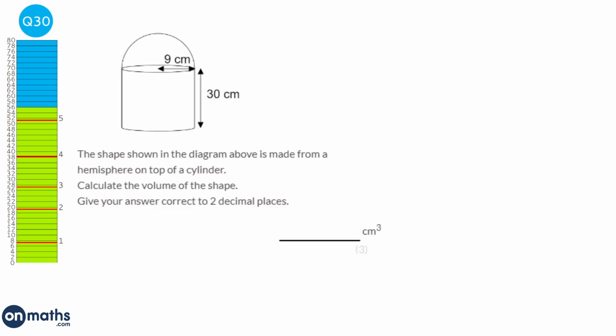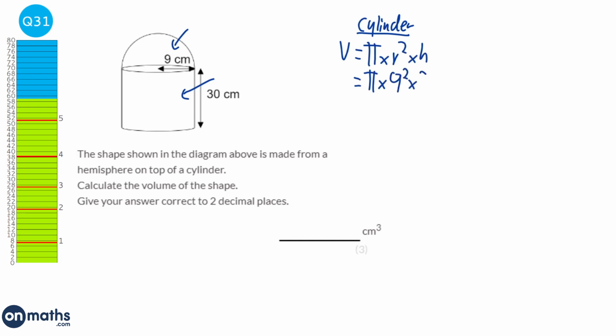There are two shapes we need to find the volume of. There's this cylinder here and this hemisphere here. So we might as well start with this cylinder. And the formula for the volume is pi times r squared times height. So the radius is 9, so 9 squared times the height, which is 30. And when we work that out, we get 7,634.070, and so on. Next is the hemisphere.